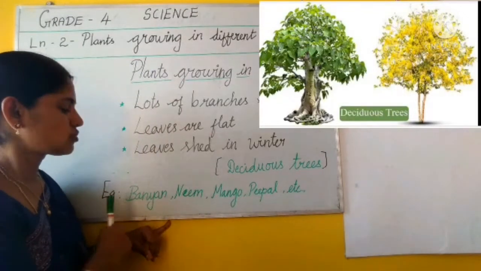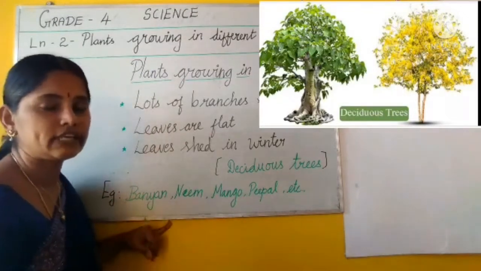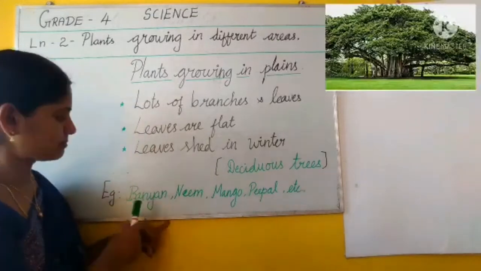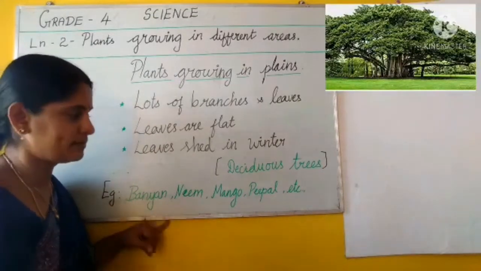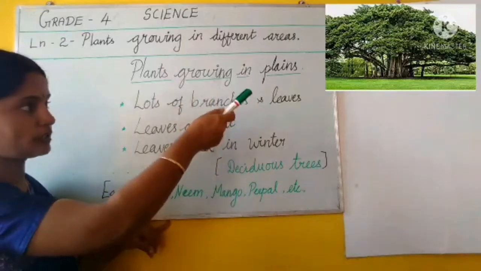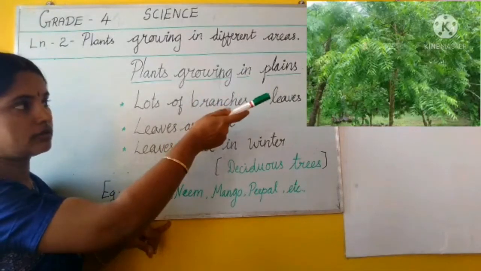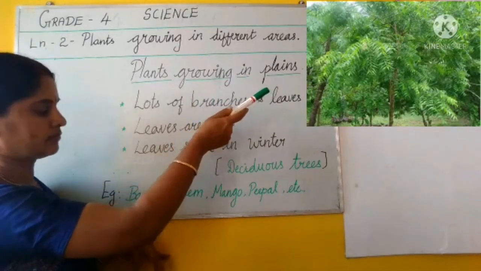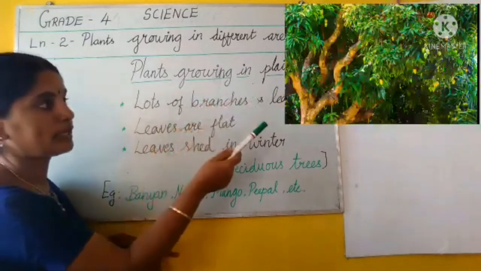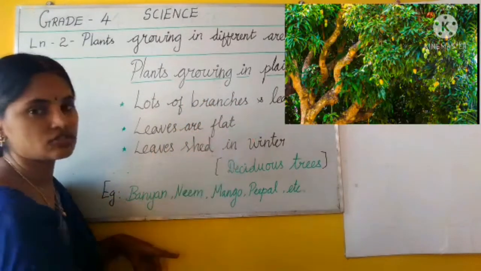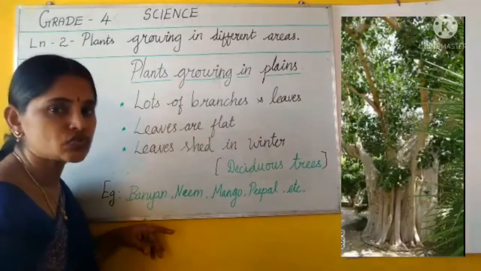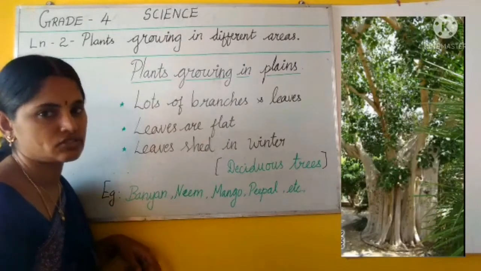Clear? So what examples can we give for this kind of plain region plants? Mango, banyan, neem, peepal. Okay. Banyan tree. Neem tree. Mango tree. Peepal tree. Clear, children? So these are the examples of the trees which grow in plain regions.